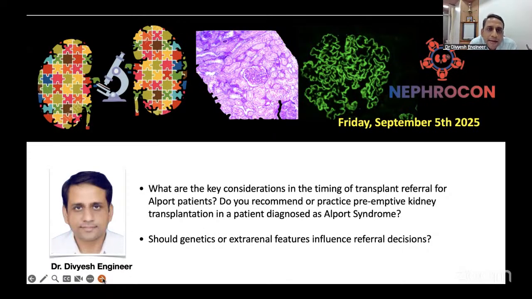Because in India, even in my practice, most of the donors for these young patients, those who are in their 20s and 30s, are basically the mothers. And in our cohort, most are X-linked Alports. So many times the mother cannot give the kidney, and the father is not willing. So that is the biggest issue that we are facing.